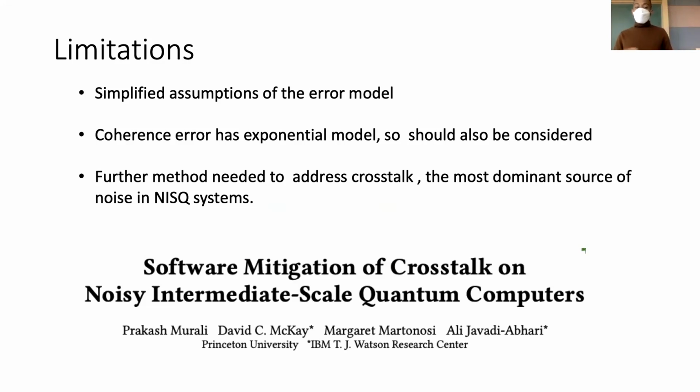Since it didn't take this into consideration, and the error model is a simplified version, this is one of its limitations. And it also doesn't consider some other types of error. So this is one of its limitations. The second paper, software mitigation of crosstalks on noisy intermediate-scale quantum computers, tried to address this type of error.